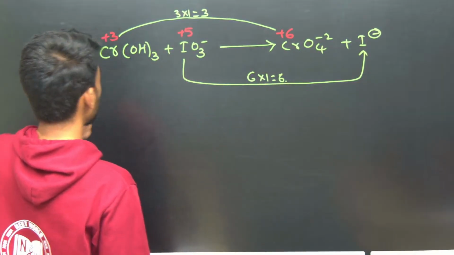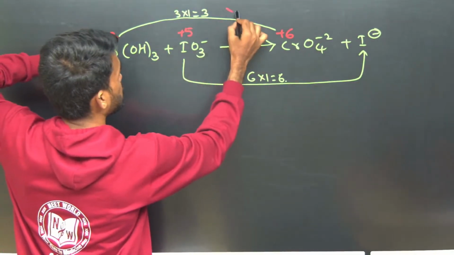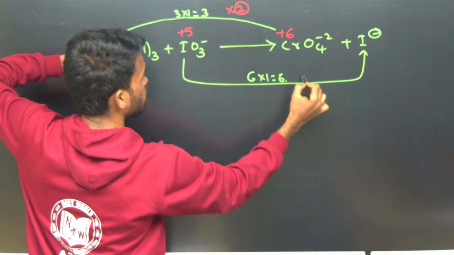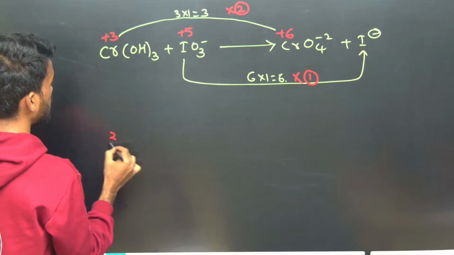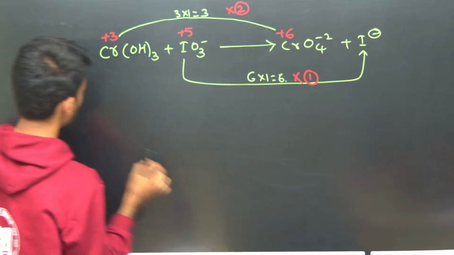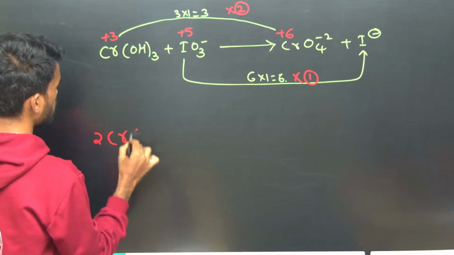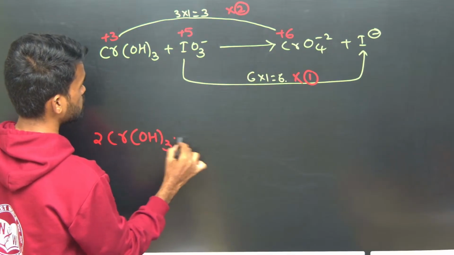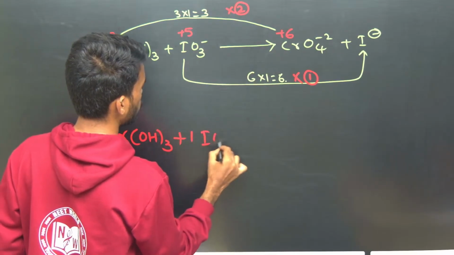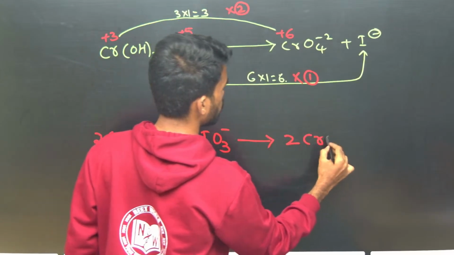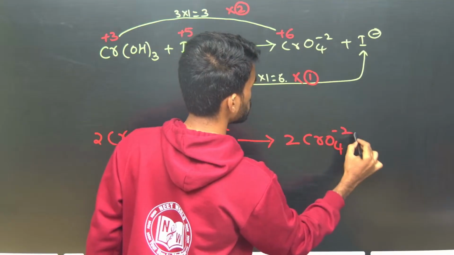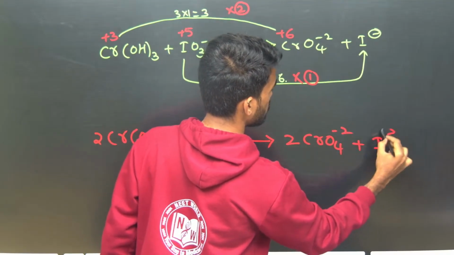So what should we make? The chromium equation should be multiplied with 2, and the iodine equation kept as it is. So what I should make here: 2 Cr(OH)3 plus 1 IO3 minus gives 2 CrO4 2 minus plus I minus.